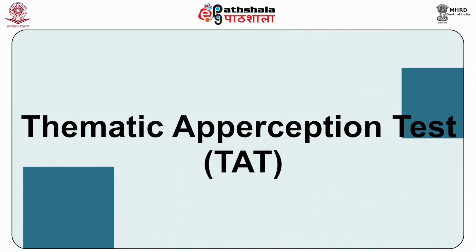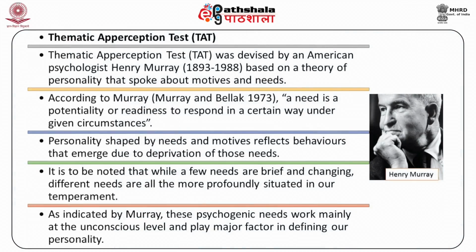Thematic Apperception Test (TAT). The TAT was devised by an American psychologist, Henry Murray, based on a theory of personality that spoke about motives and needs. According to Murray, a need is a potentiality or readiness to respond in a certain way under given circumstances. Personality, shaped by needs and motives, reflects behaviors that emerge due to deprivation of those needs. It is to be noted that while a few needs are brief and changing, different needs are all the more profoundly situated in our temperament.